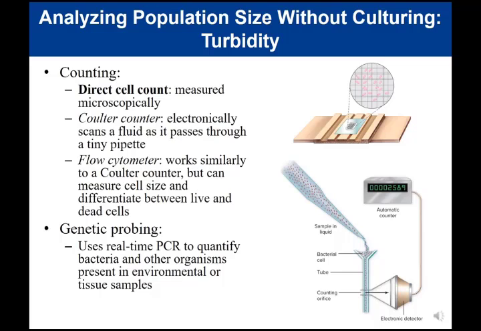And then the other thing that we can do to measure or analyze population size without culturing would be to do genetic probing. So that would be the third method. This is going to use what's called real-time PCR to quantitate how much bacteria and other organisms are present in an environmental or a tissue sample. And this is going to use the amount of RNA present to determine how much bacteria is present. So that would be genetic probing.